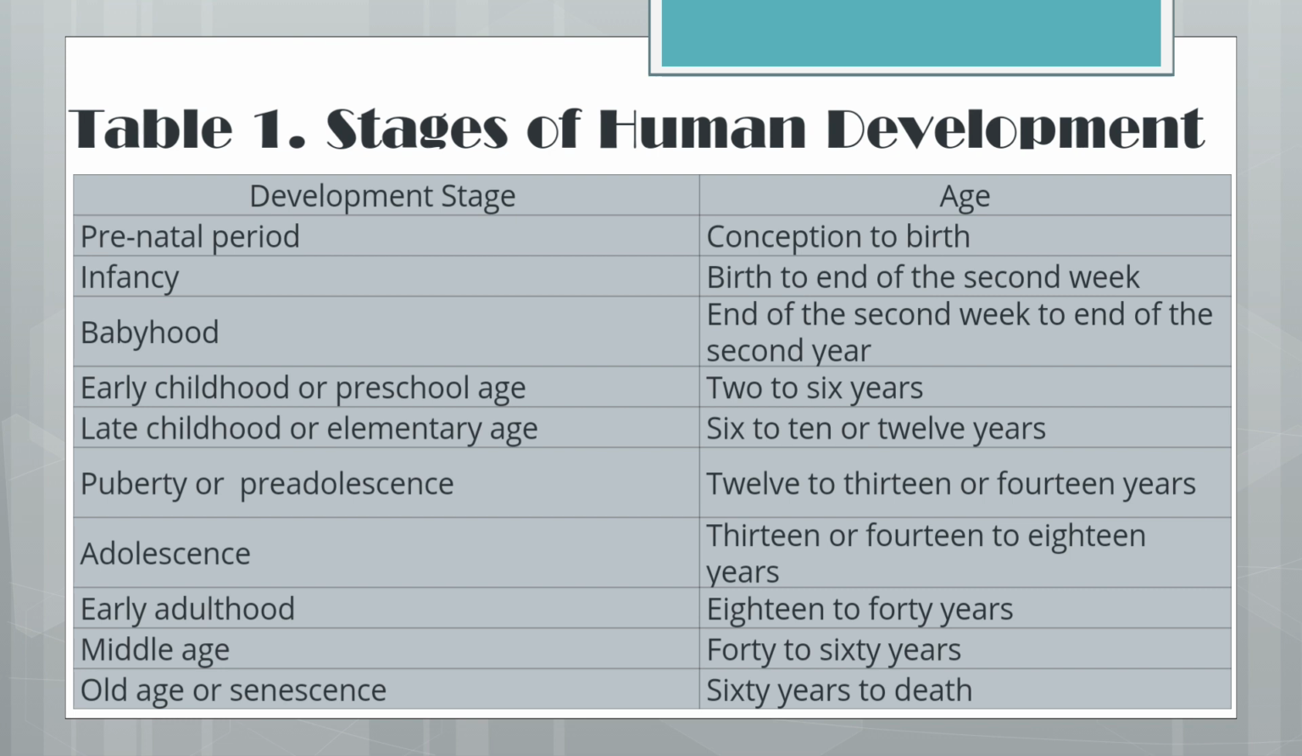Next will be puberty or pre-adolescence, wherein it starts from 12 to 13 or 14 years old. Next is the adolescence. Adolescence is 13 or 14 up until 18 years old. Next will be early adulthood. Early adulthood starts from 18 years old to 40 years old. In the middle age, that would be 40 to 60 years old, and old age or senescence will be 60 years old up to death. So that is the stages of human development.